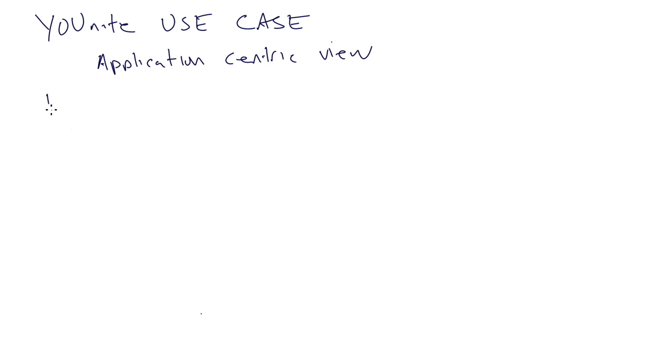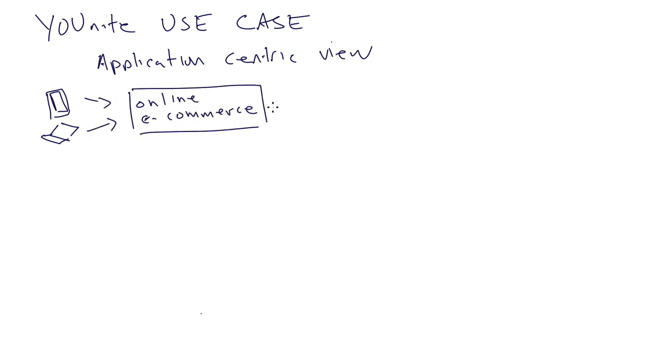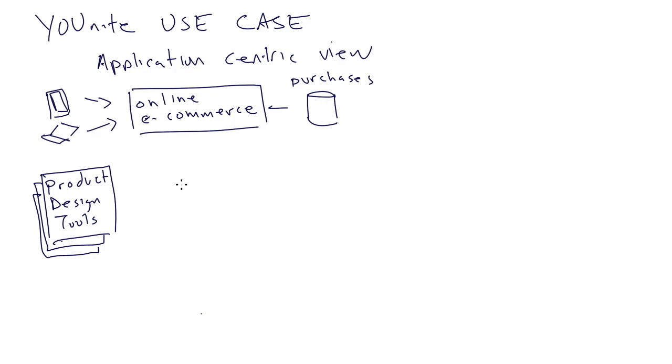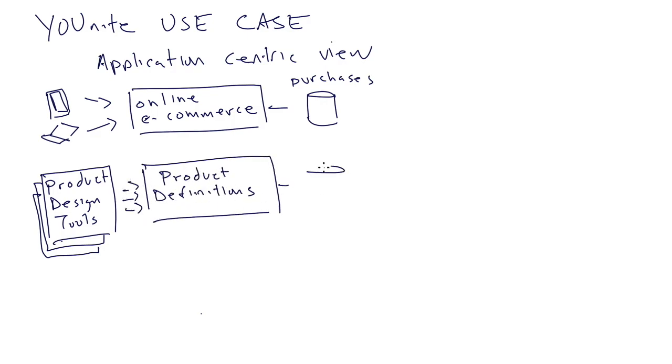For example, we might have mobile device or browser user interfaces talking to a microservice that takes user input such as purchases and then stores that data into a relational database. Or we may have an in-house service that stores product definitions and their associated parts lists that takes input from a number of product design tools.